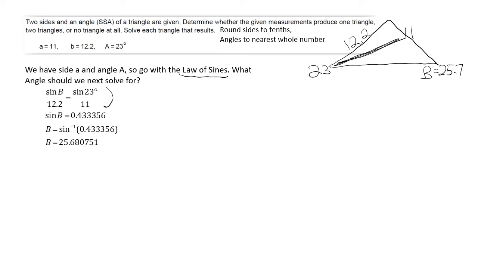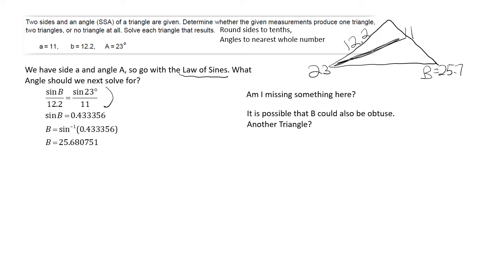All right? But am I missing something here? Think about this. Pause the video. Am I missing something here? It is possible that B could be obtuse. We don't have enough information here that would determine that B has to be acute. It is possible B could be obtuse. We will come back to this later. Let's finish solving this triangle.